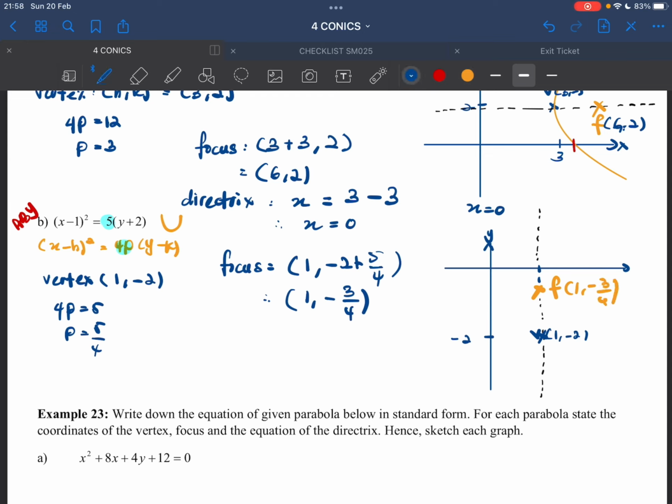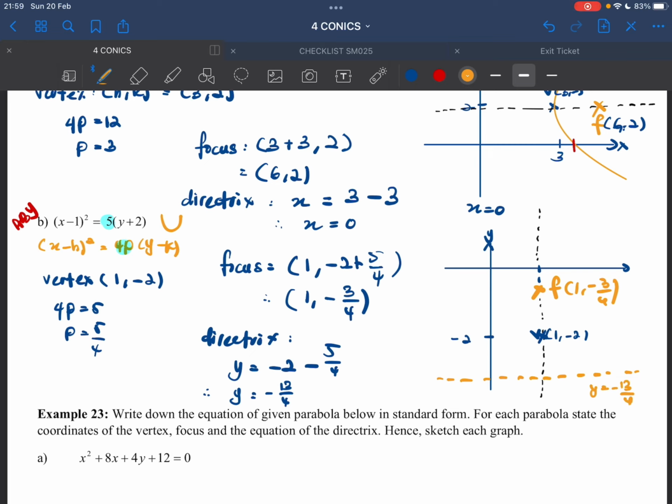Now let's determine the equation of the directrix. So A, B, Y. This is going to be y equals, take the coordinate of y, which is negative 2. Since the directrix is below the vertex, minus p. So negative 2 minus 5 over 4, we get negative 13 over 4. Let me check one more time here. Yep. Okay, so let's draw the line of the directrix here and label that y equals negative 13 over 4.